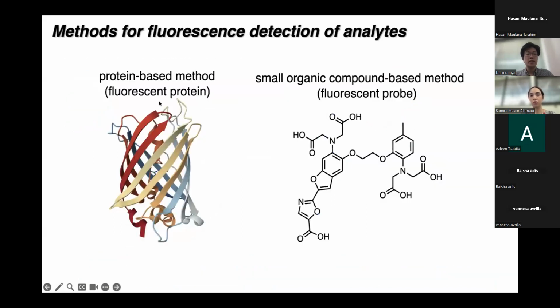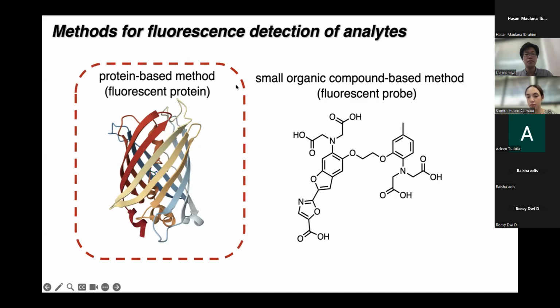So researchers have developed fluorescence imaging methods for live cell imaging. Today I will introduce the fluorescence imaging for live cell imaging, and one is a protein-based method called fluorescent protein. And the other is a small organic compound-based method called fluorescent probe. Okay, so I will initially talk about the fluorescent protein.